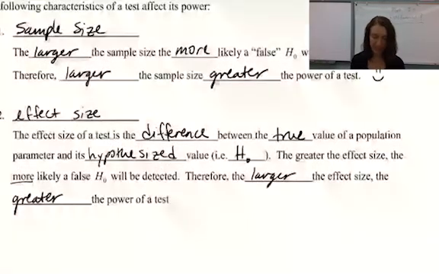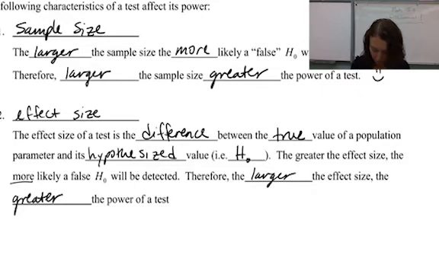The effect size. So the effect size of a test is the difference between the true value of the population parameter and the hypothesized value. The greater the effect size, the more likely a false H0 will be detected. Therefore, the larger the effect size, the greater the power of a test.